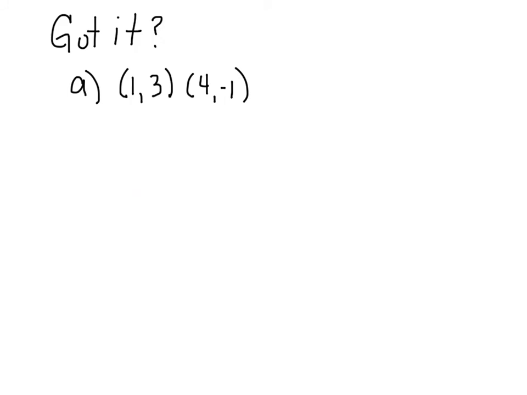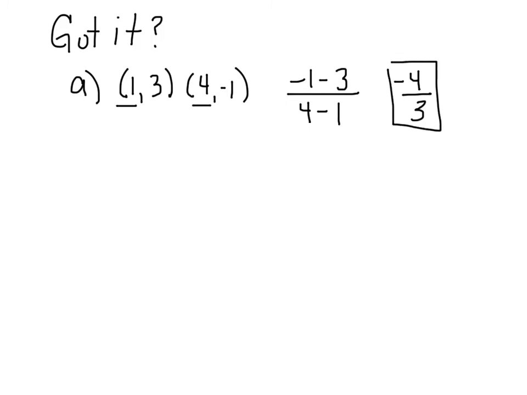So let's go to the Got It problem A on page 170. This is really easy. All I'm doing is subtracting my y values first. You can start with either one, the 3 or the negative 1. It doesn't matter. I'm going to start with negative 1, and I'm going to subtract 3. Since I started with negative 1, I now have to start with the 4. So then subtract the x values. 4 minus 1. That gives me negative 4 over 3. You know your slope is negative 4/3. That means your line is going to go downhill.